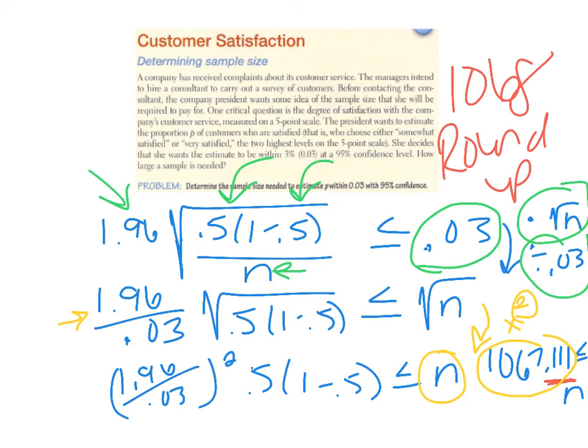Normal rounding rules would tell us that we would round down, and we would say we need a sample size of 1067. Okay? However, normal rounding rules do not apply here. We need to be sure that we round up, and we get a sample size of 1068 respondents. We need to be sure that we round up to ensure that our margin of error is no more than 3%. If we round down, because we have those few decimal places there, we could end up having a margin of error greater than 3%.